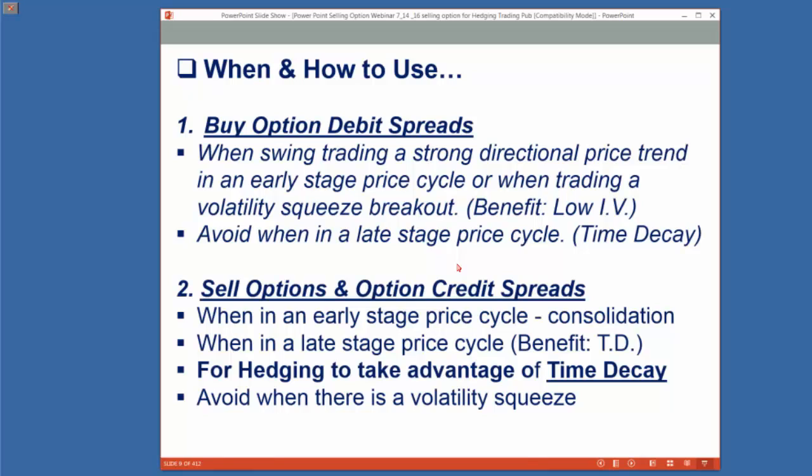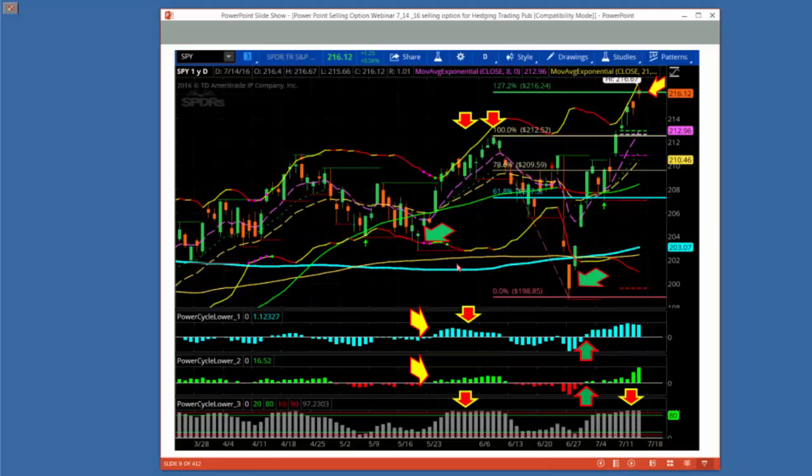Now, the second thing is to sell options or option credit spreads. You can also do that in an early stage price cycle, but you want to do these selling options strategies more so in a late stage price cycle. That's my favorite place. In an early stage, for example, I'll show you in a couple of minutes, when you have a spike low and a bottom, sell bull put credit spreads.